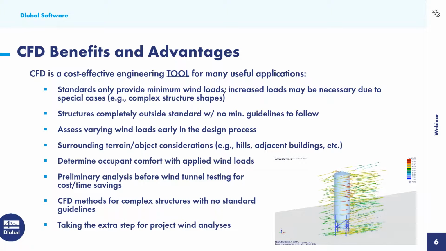We're not suggesting to use a program like RWIND for a box type structure. The code is very clear on the wind loads to apply for those type of structures, but rather when we get outside of those specific categories, we can use something like CFD.